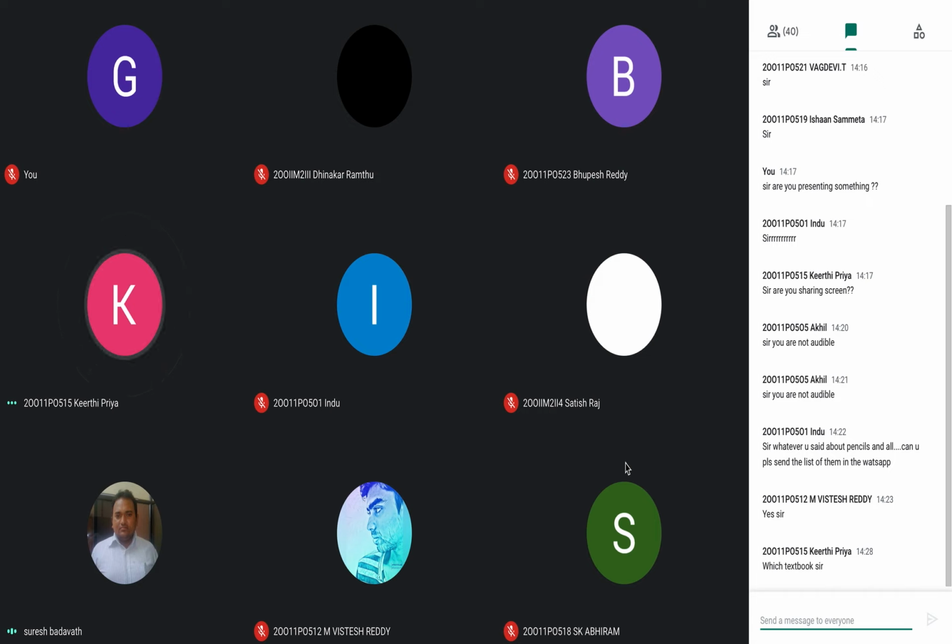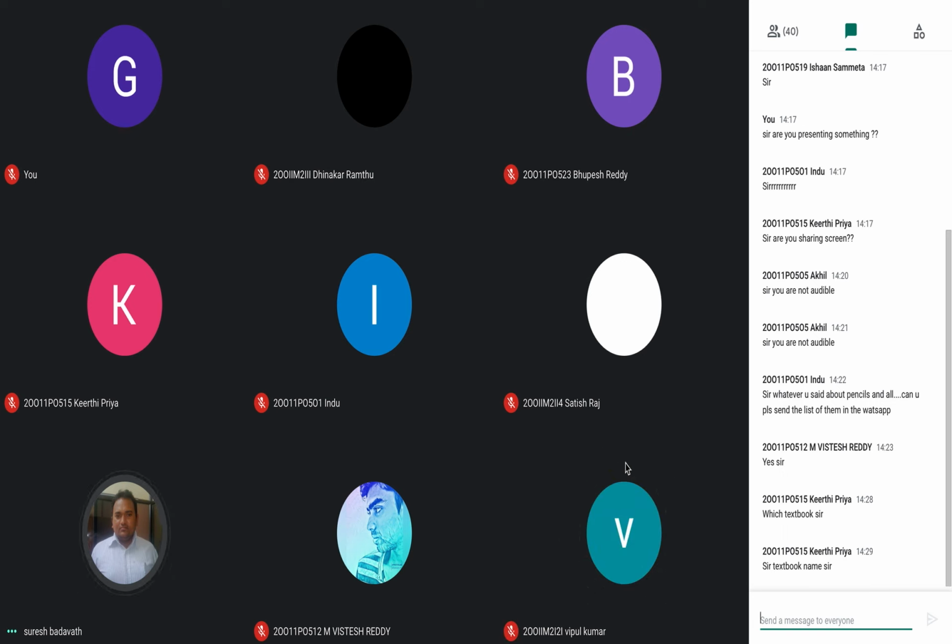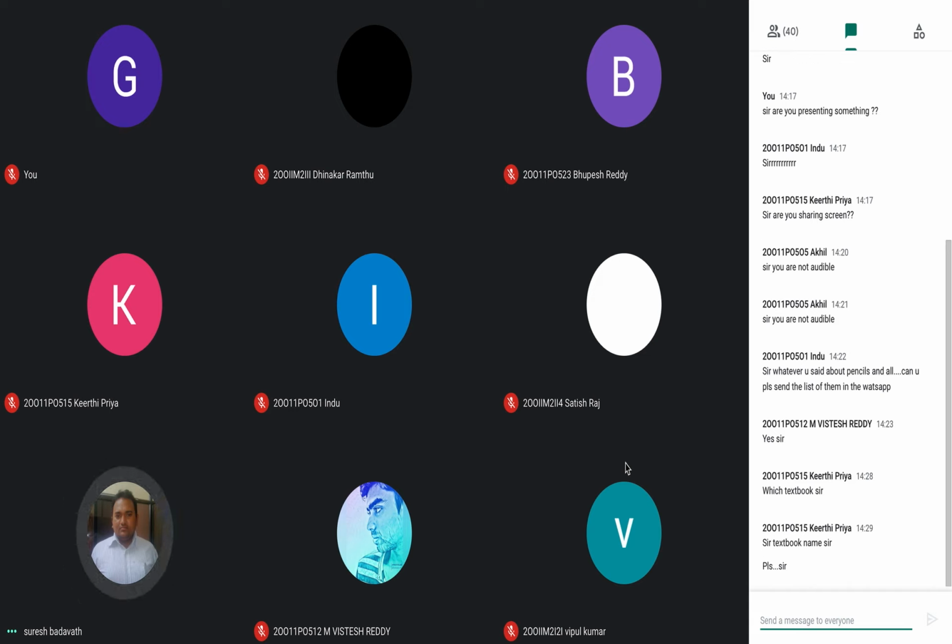Sir, the title block can be made clear. Okay, see, today is only for the drawing instrumentation. First take the drawing box. See, this is a computer.